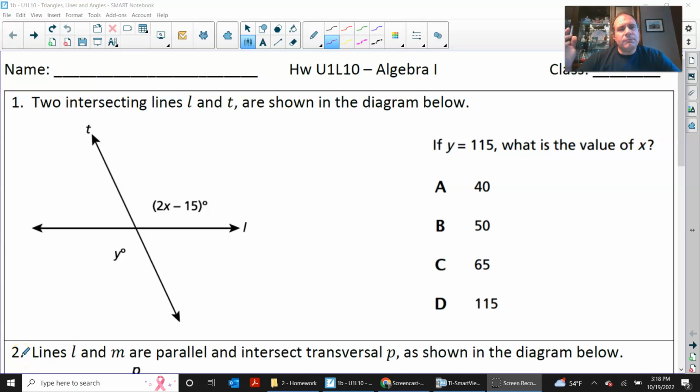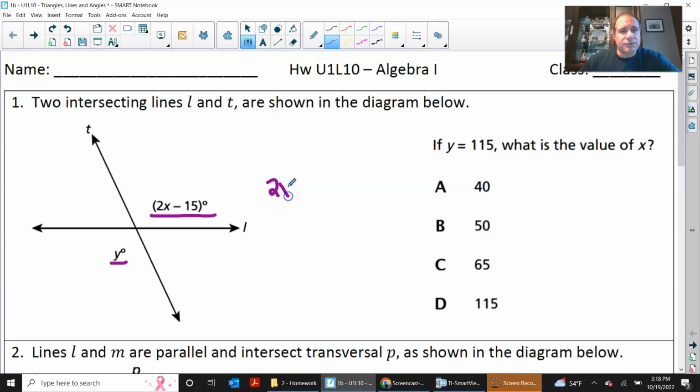Hello everyone. We are going to go over how to solve missing angles of any kind of figure in diagrams. Given expressions, some of them are tricky, some of them aren't. We're going to start with number 1, where they give you 2x minus 15 here, and we have y here. So we should know that these are vertical angles and that they are congruent.